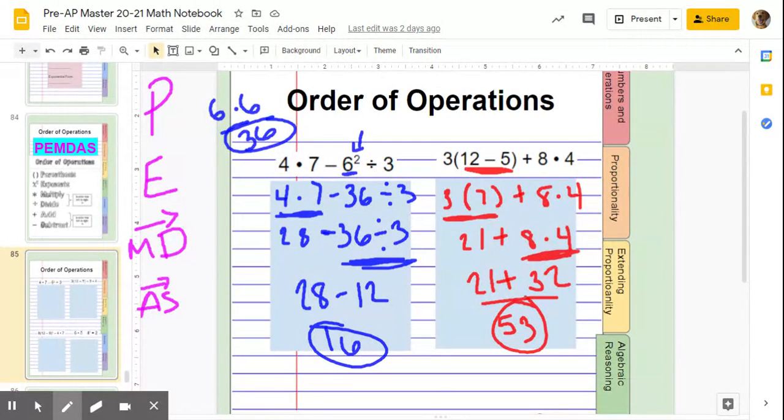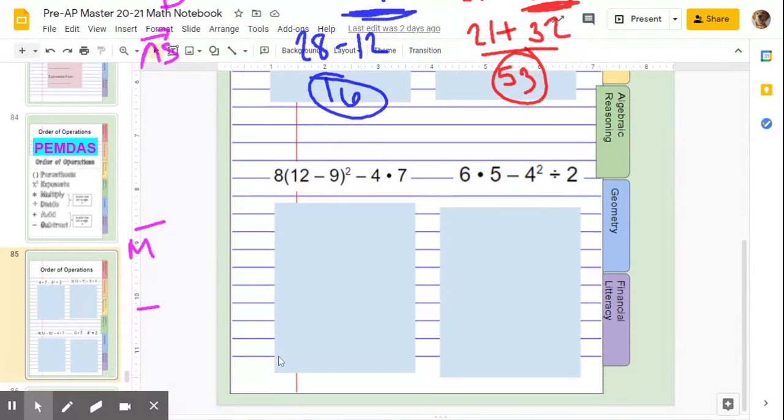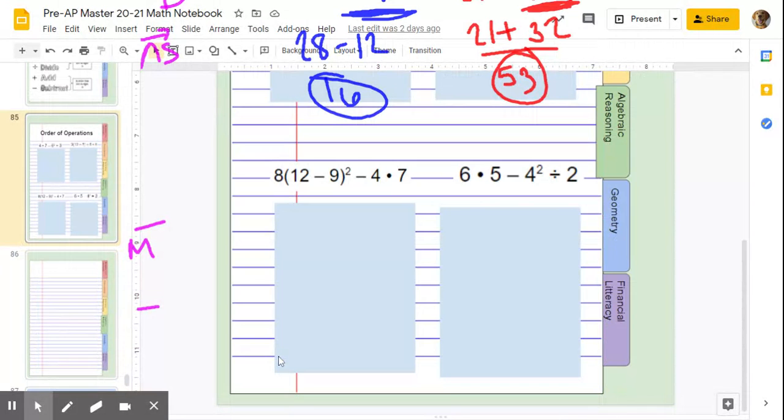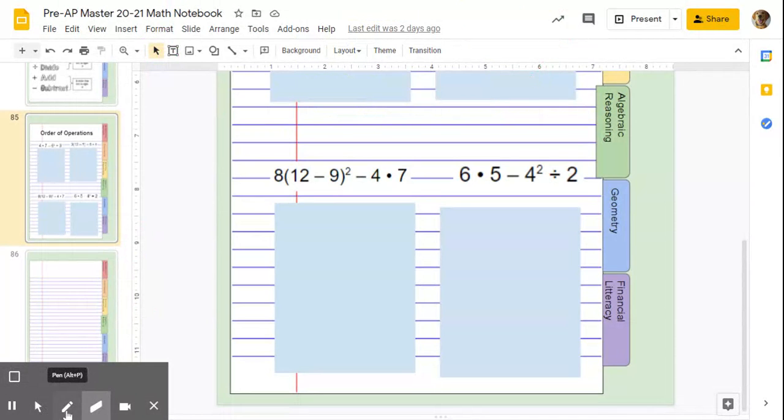Okay, what I want you guys to do is go ahead and scroll down to the bottom here. And I want you guys to try these last two on your own. If you get stuck, go ahead and come back and play back the video and I'll explain the answers. But I'm going to do them on my own. So go ahead and pause it and try it on your own. And then come back and check and see how you did.